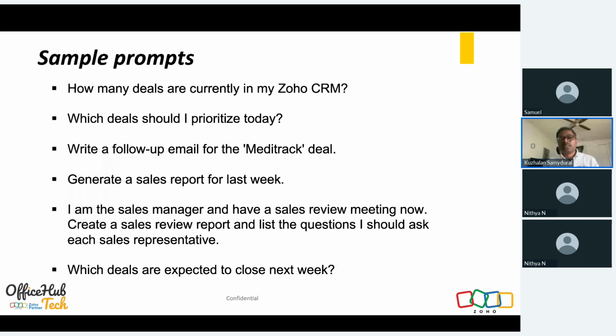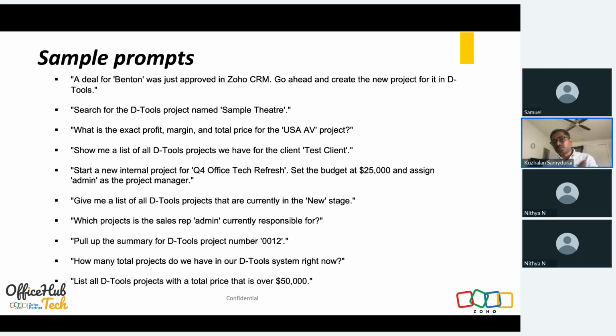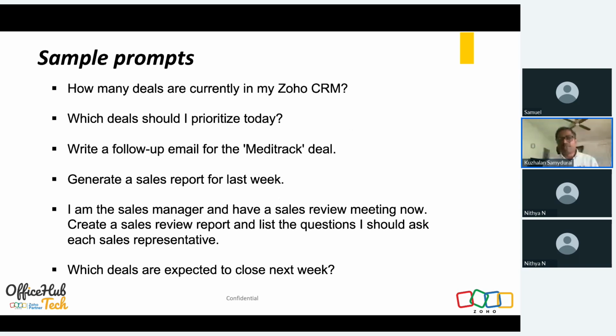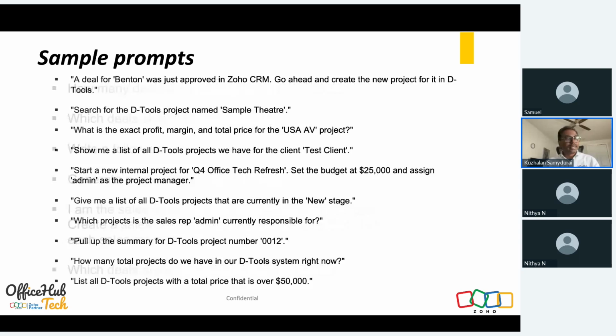Okay. And here are a few of the prompts which we use for Zoho CRM. You can ask these questions and it will answer. And here you have a few other prompts, right? Like you can say, a deal for Benton was just approved in Zoho, so go ahead and create the new project in D-Tools, right? You can give complex tasks like this. A deal is created here in CRM, go and create a project in D-Tools. It will go and create it.